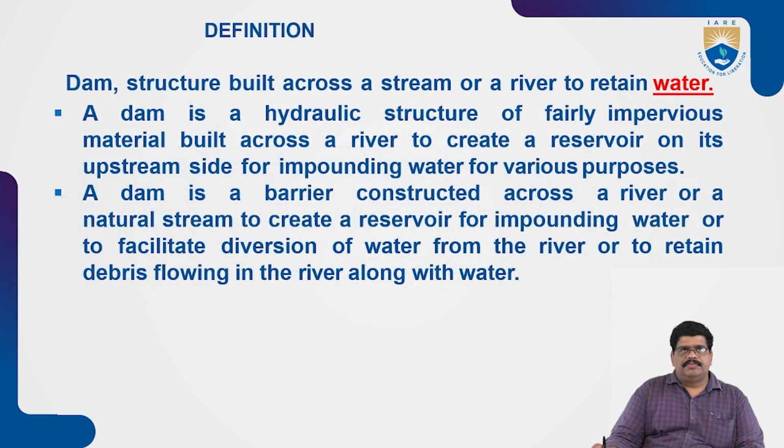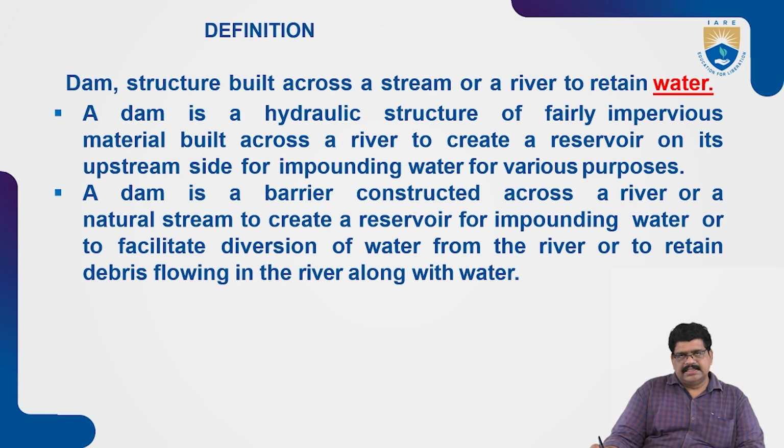And the definition: a dam is a hydraulic structure which is constructed across a river or stream to retain water. The water flowing freely from the catchment area can be stored. Water can be stored for different purposes in different ways. So this hydraulic structure, we call a dam.